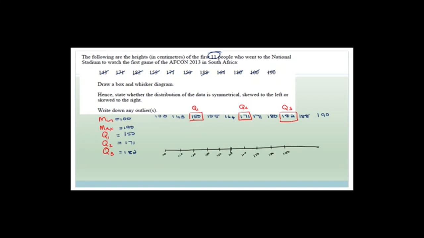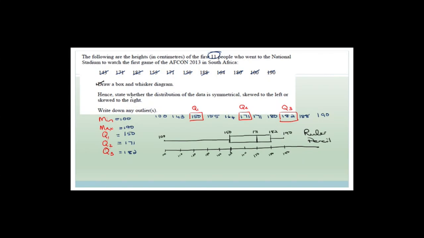So the smallest value that we want here is 100. Okay, there's 100. Now we want 150, which is over here. That's going to be my Q1. We want 171, which is over here, more or less. We want 182, which is over here. So there we go, and we want 190, so then we can join the dots. And remember, this has to be drawn with a ruler and a pencil, please, grade 12s. Okay, and then we label it. So this would be 100, this would be 150, this would be 171, this is 182, and this is 190.